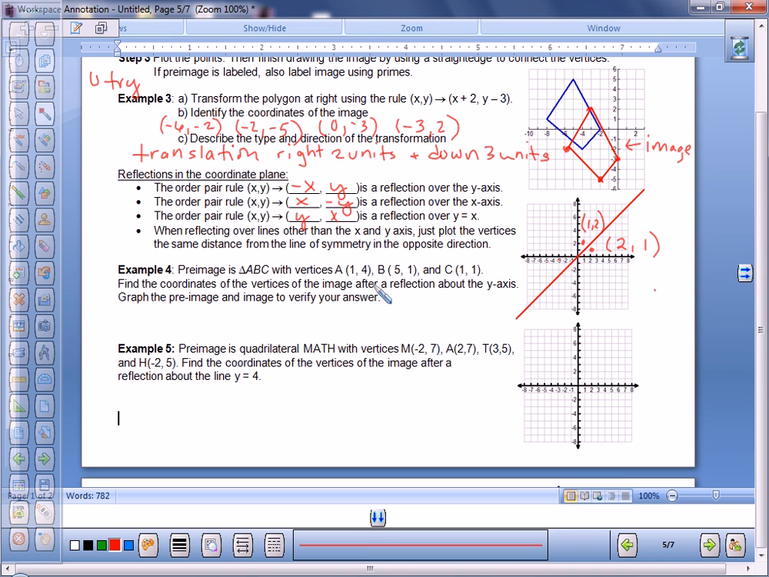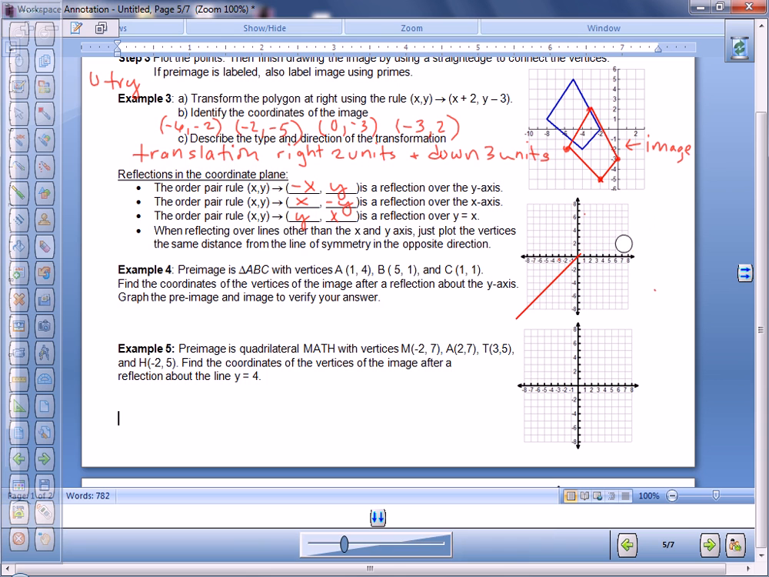Wait, so when it says y equals x, that's just going to be a line drawn through the origin? That's what y equals x is. You're not going to draw it yet. It's like y equals 1x plus 0. Okay.